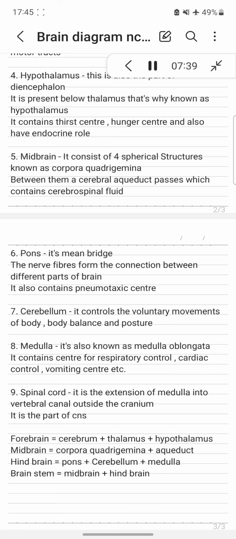Now, forebrain is made up of cerebrum, thalamus and hypothalamus. Midbrain is made up of corpora quadrigemina and aqueduct. Hindbrain is made up of pons, cerebellum and medulla. Brainstem is made up of midbrain and hindbrain.